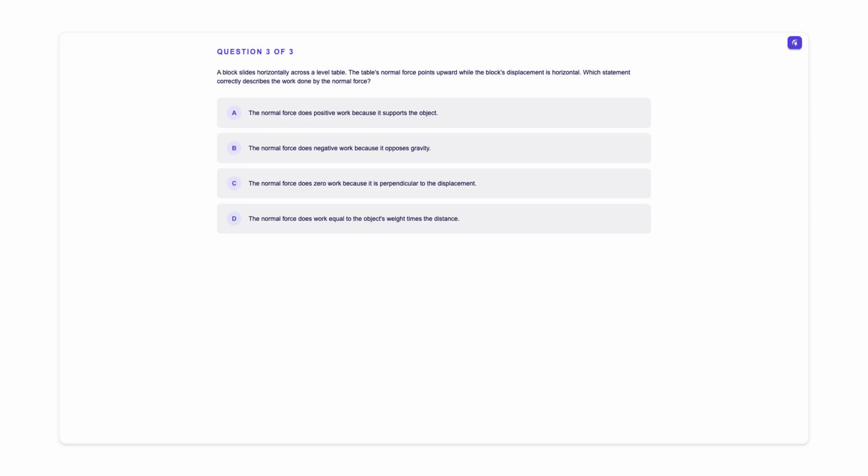A block slides horizontally across a level table. The table's normal force points upward while the block's displacement is horizontal. Which statement correctly describes the work done by the normal force?